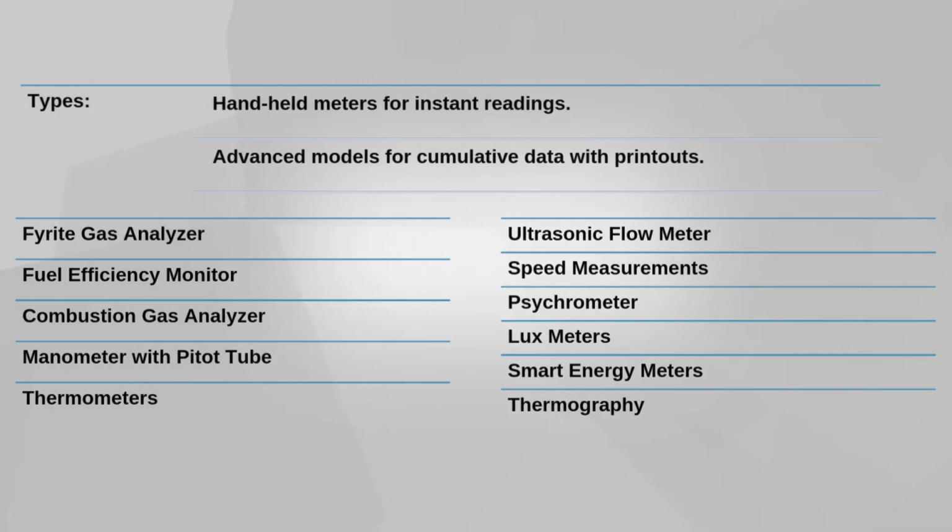The next one is psychrometer. A psychrometer consists of two thermometers to measure dry and wet bulb temperatures, allowing for humidity computation by comparing temperature differences. Next in the list are lux meters.